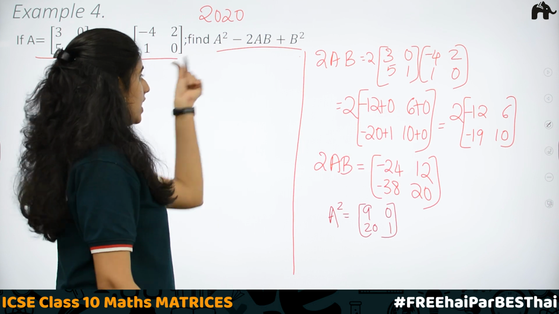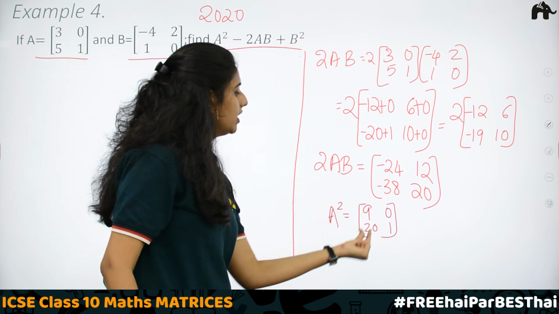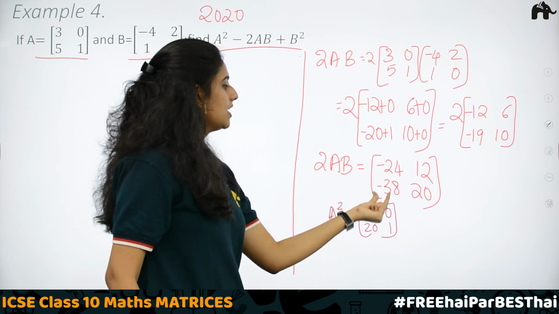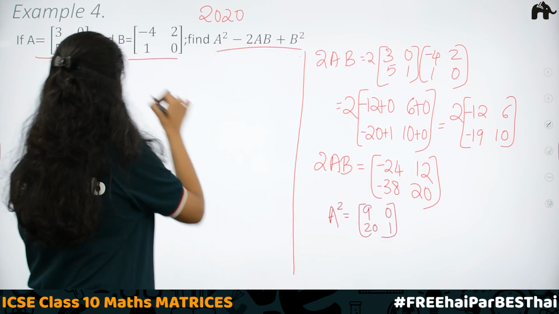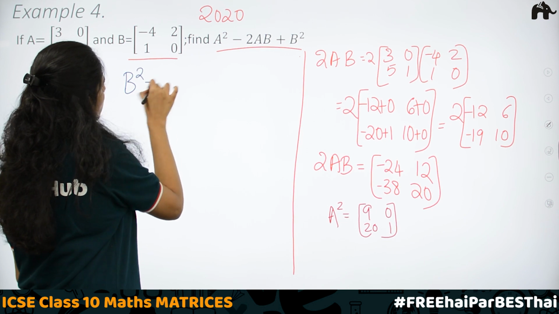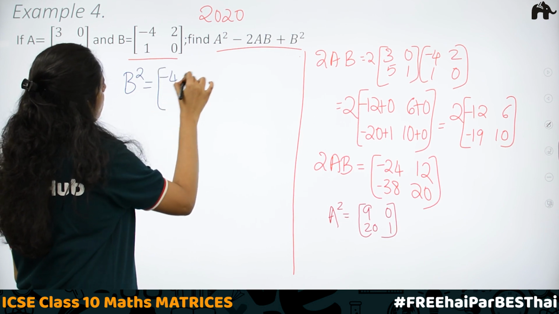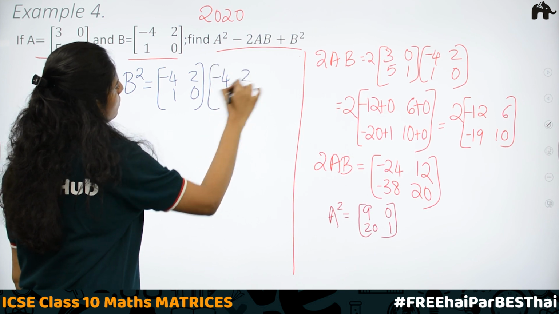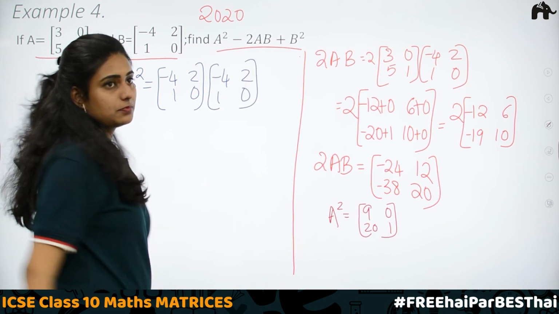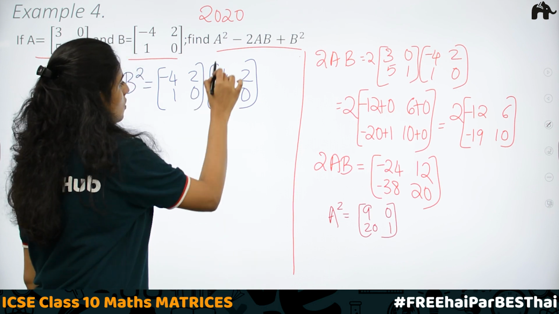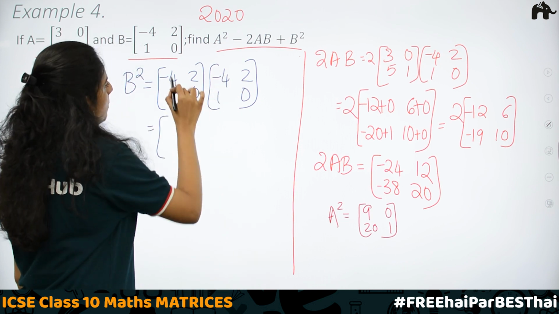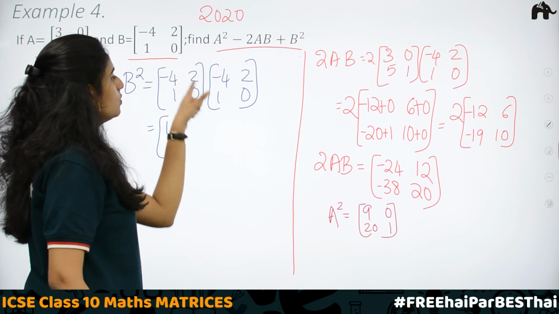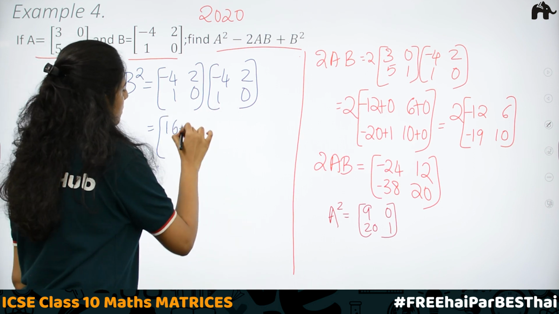We got A square. A square is equal to 9021 and 2AB. 2AB is minus 24, 12, minus 38 and 20. We need to find B square. B square is equal to B into B. Minus 4210 into minus 4210. Multiply the elements, first row and the first column. We will be getting minus 4 into minus 4 is plus 16. 2 into 1 is 2 plus 2.